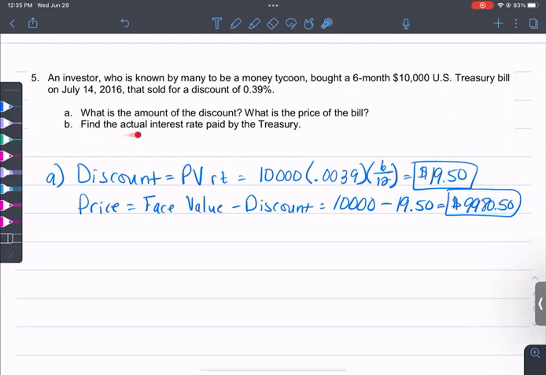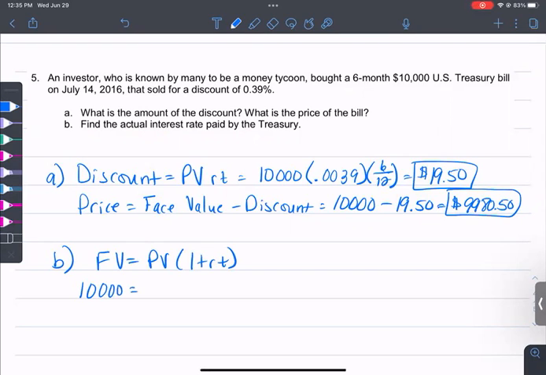All right, last one. Find the actual interest rate paid by the Treasury. So to calculate this part, we use the future value formula. The future value being 10,000. Present value being what was paid, the discounted price, so $9,980.50. And then 1 plus R times 6/12. And we're going to figure out what this actual rate is. So we had the discount rate here. So the R in the formula for part A is not the same as the R in part B.